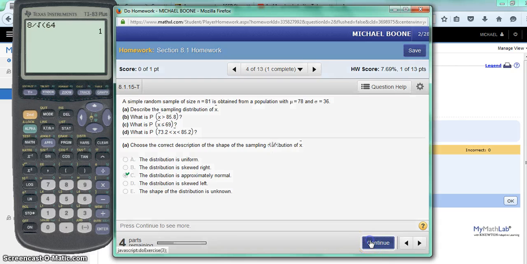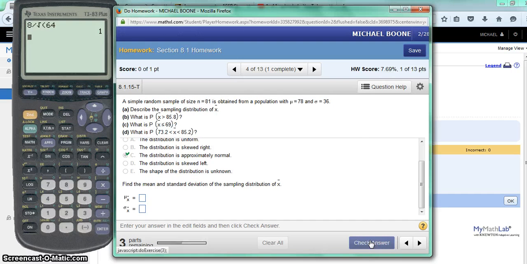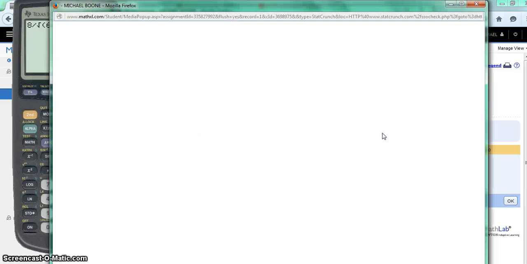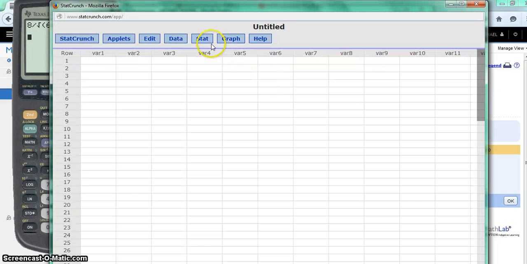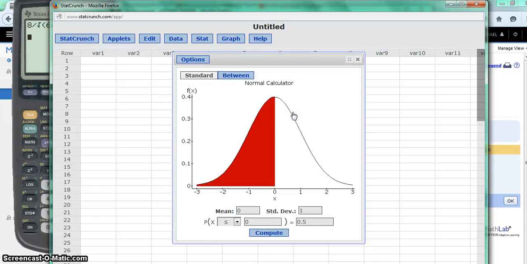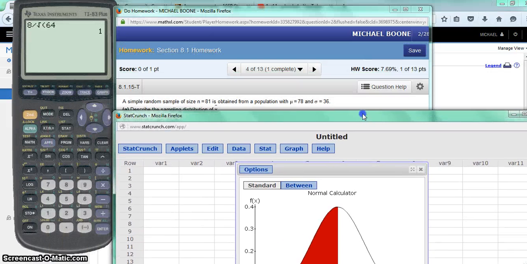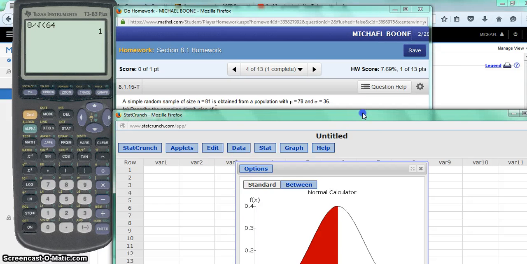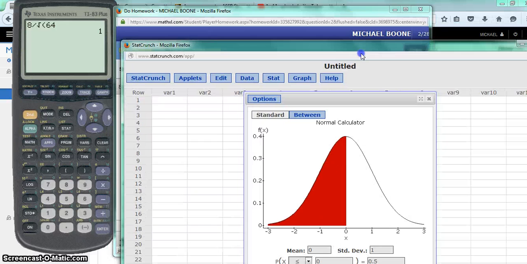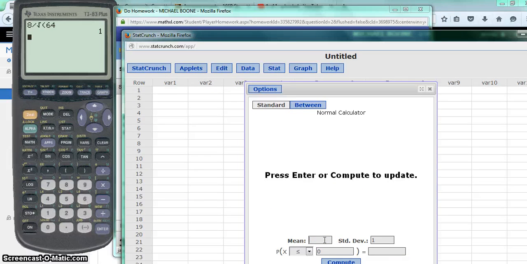Now we're doing all these different probabilities, and they're done exactly how we've done before, except we have to calculate a new standard deviation, the standard error of the mean. So still going to go to our normal calculator. So we are going to put our mean in just like we did before. So a mean of 78, standard deviation of 36, and a sample size of 81. 78 is our mean. So our mean's going to stay the same.